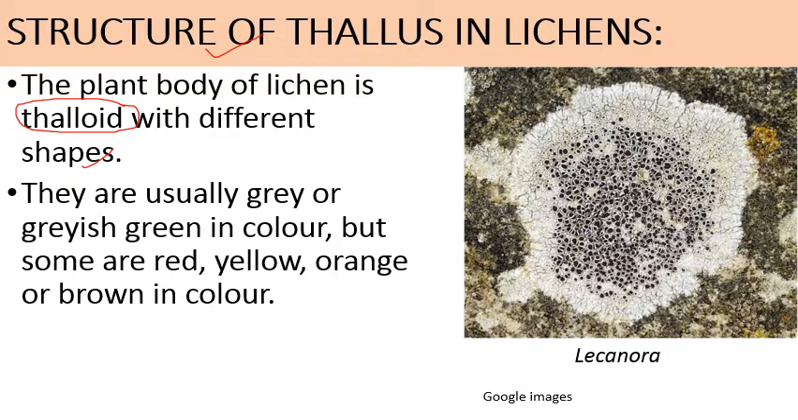Mostly some appear like a crust on the soil rock surface, जैसा कि ये पिक्चर हम देख सकते हैं यहाँ पे. This is the picture of lichens. We will discuss it one by one in upcoming slides. Mostly these are gray in color or grayish green in color, but some are red, yellow, orange or brown in color. So it shows variety in its color.